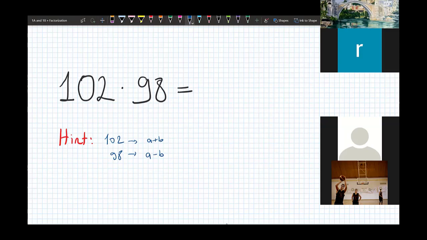So you will add two numbers. Their sum will be 102. When you subtract them, you will get 98. But these numbers will be very close to 100 probably, because when we are multiplying by 100, we are just adding zeros at the end. So that's the trick here.